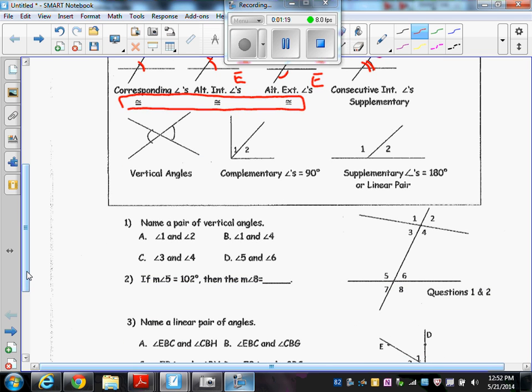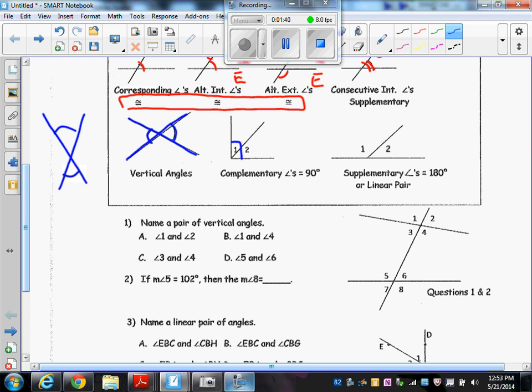Moving down, we see that we have vertical angles. Vertical angles, we told you to remember in class that they look like an hourglass a lot. Or when we have them like this, a lot of you said that you saw a butterfly. Those are ways to remember vertical angles. They're just opposite corners. We have complementary angles that we're going to add up and they're going to equal 90 degrees.